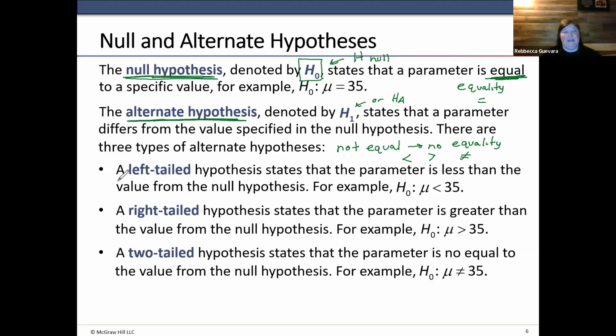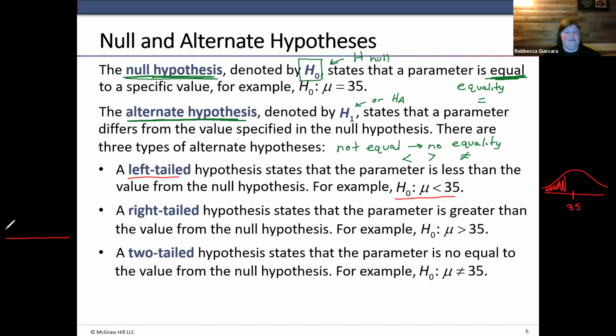So we have a couple things that can happen. We can have a left tail hypothesis test. A left tail hypothesis test is essentially the idea that we're looking for something. The null hypothesis is saying my mean is 35, but we are saying that we are looking for things less than 35. And that's when we do a left tail test.